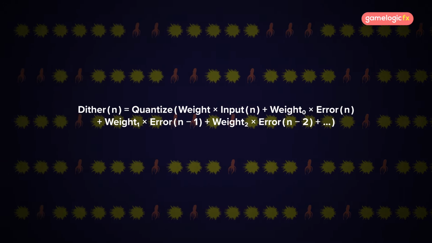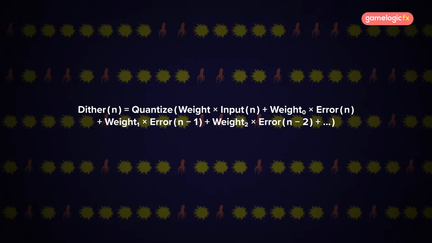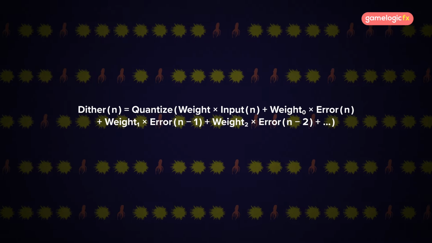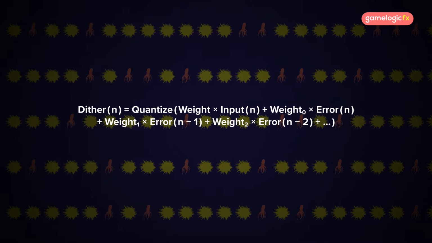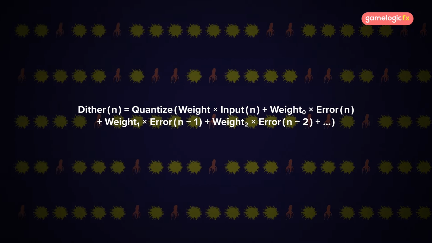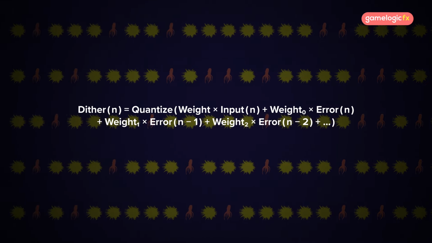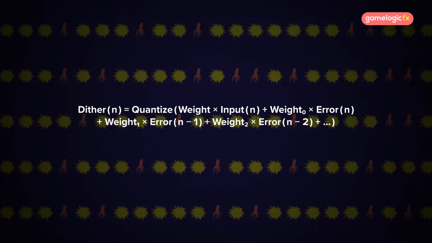We can make this even better by spreading the error over multiple values. This is why it's called error diffusion. We are spreading or diffusing the error across multiple samples. Different weights will give us different patterns. Error diffusion can easily be adopted to 2D, but as I've said, it's not easy to use in the shader.